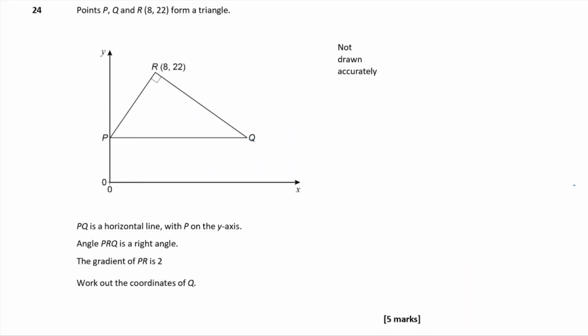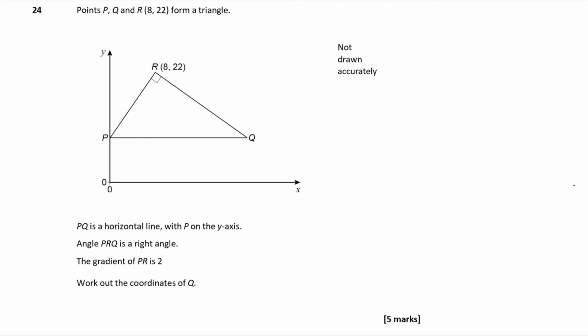Question 24. Points P, Q, and R, which we know is at (8, 22), form a triangle. PQ is a horizontal line with P on the y-axis, and the angle PRQ is a right angle. The gradient of PR is 2. Work out the coordinates of Q.